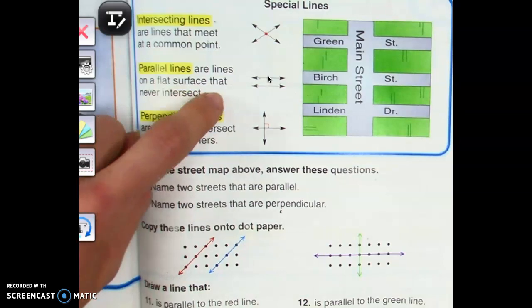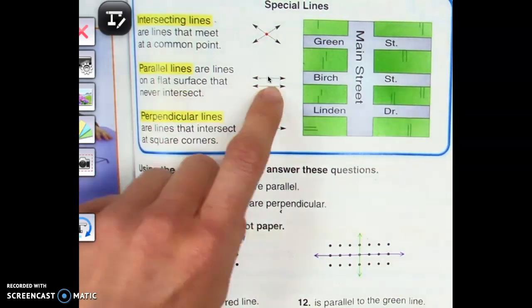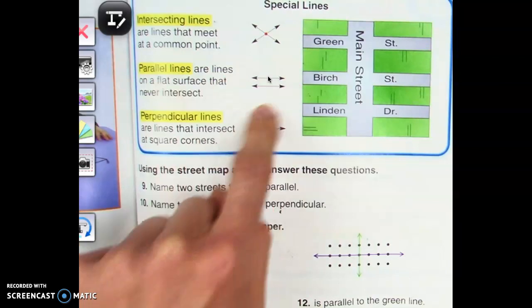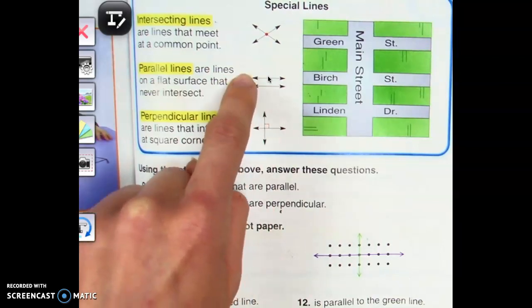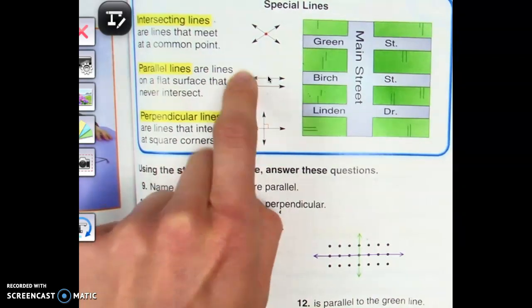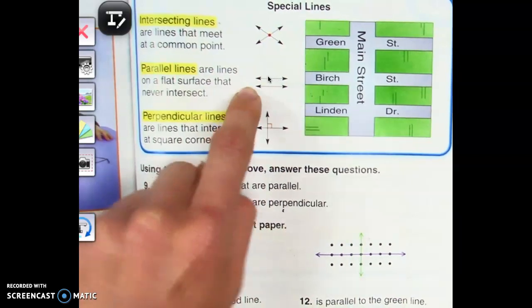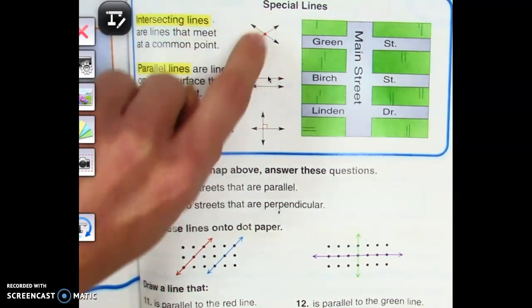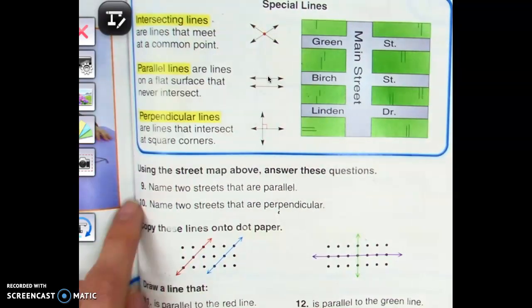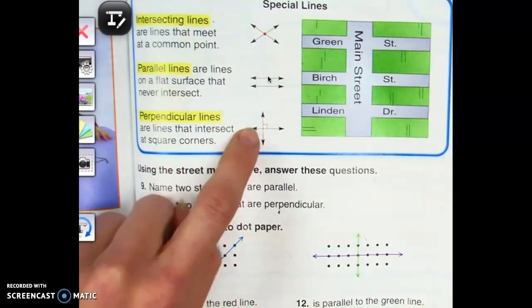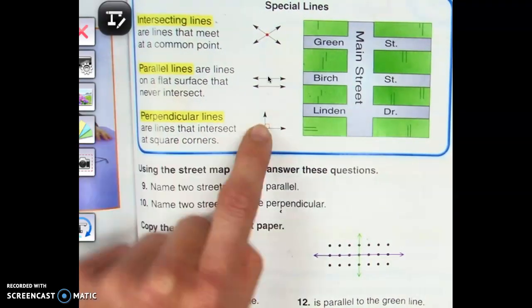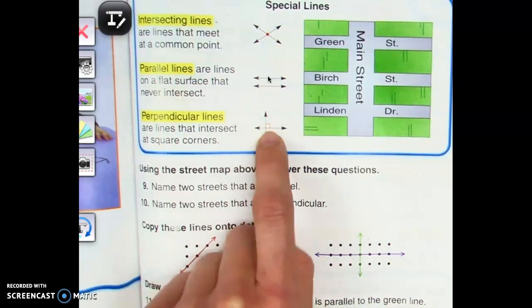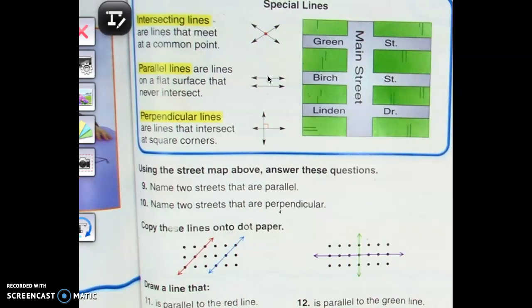So parallel lines never meet. So there's never at any point that these are going to cross and make an X or make a square or make anything. They're never going to touch. Parallel lines never meet. Intersecting lines make V's. So look at the V's. They're meeting at the common point. Perpendicular lines meet at 90 degrees. So it has the perfect 90-degree angle here. Okay, so you can listen to that song later, but those are your 3 new ones.